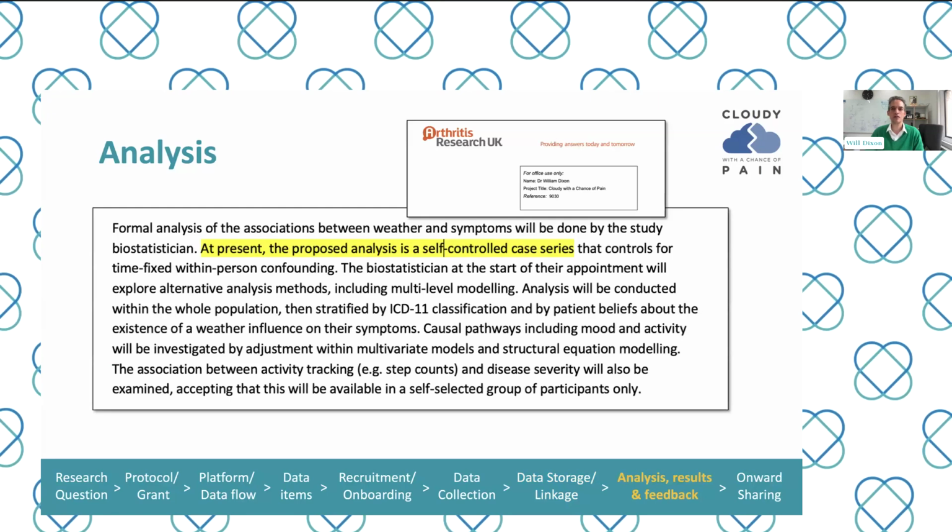Onto the analysis, I went back to our application to Arthritis Research UK to see what we said we would do about the analysis. And actually, we did a pretty good job of describing what we ultimately delivered. So we said the proposed analysis would be a self-controlled case series. I remember at the time thinking, how are we going to analyze this time series data? Because we didn't have experience of doing that in more traditional epidemiology.